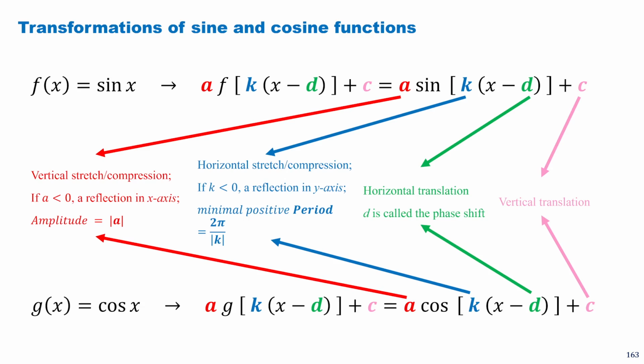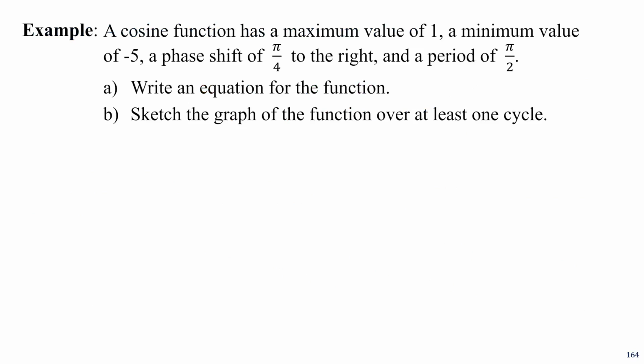And the next parameter, d, corresponds to horizontal translation. And in sine and cosine functions, d has a special name, which is called phase shift. The last parameter is the easiest one. It corresponds to vertical translation up or down, depending on whether c is positive or negative. Are you clear? Okay, let's have a look at an example to check your understanding.